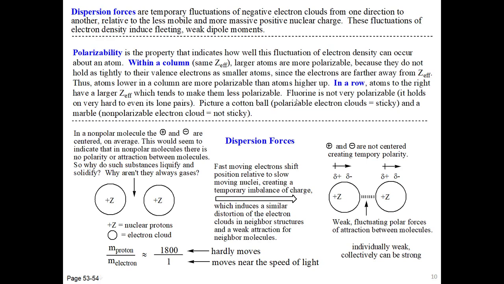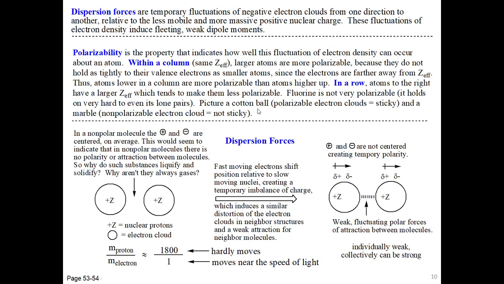In a row, as you go to the right, the Z effective gets bigger and bigger. So when you get to fluorine, fluorine's a plus 7 Z effective. It's holding onto its electrons really tightly. It does not want to share them. And so the polarizability is very low. Whereas as you go to oxygen to nitrogen to carbon, it gets easier and easier to distort those electrons around an atom. Sometimes I use a cotton ball to show that.